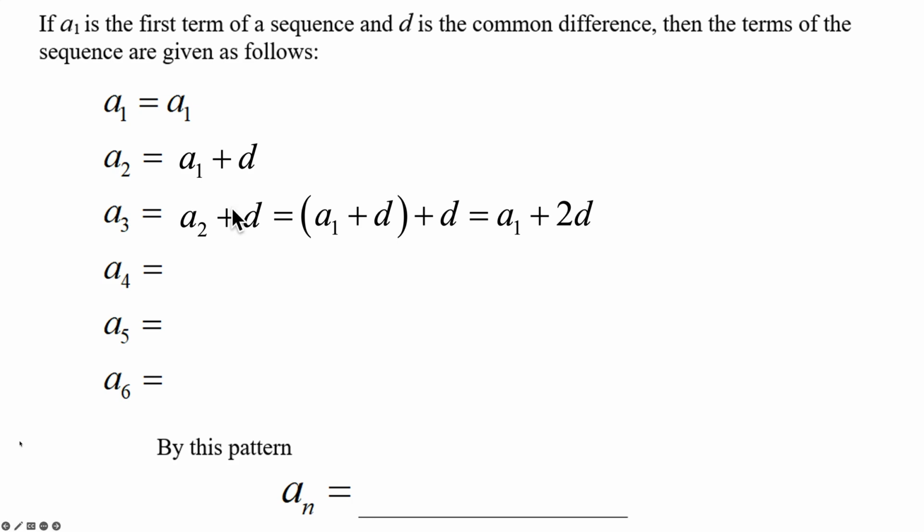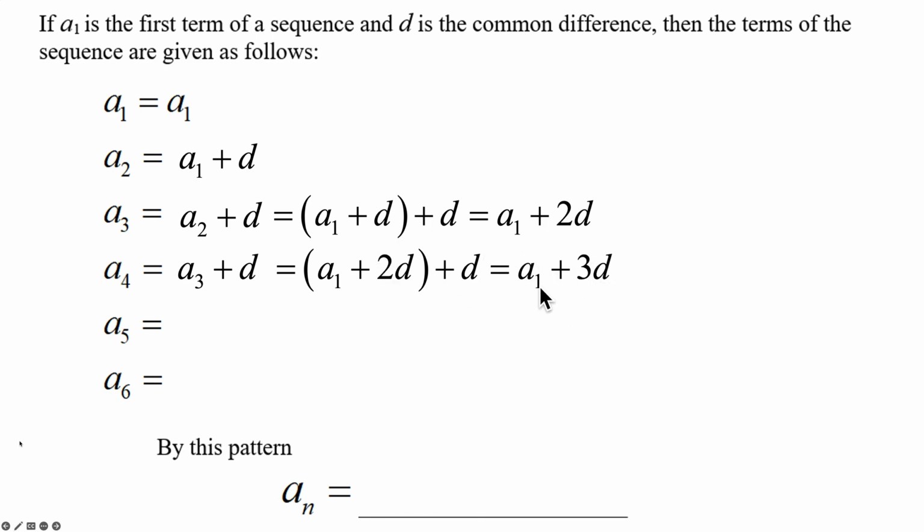If you can see a pattern starting to happen, fill it in. If not, we'll do one more, then you should see it. A sub 4 is going to be a sub 3 plus a D. Well, a sub 3 was a sub 1 plus 2D. Add this D to the 2D, makes it a 3D. All right, now I see it. This is going to be a sub 1 plus 4D, a sub 1 plus 5D.